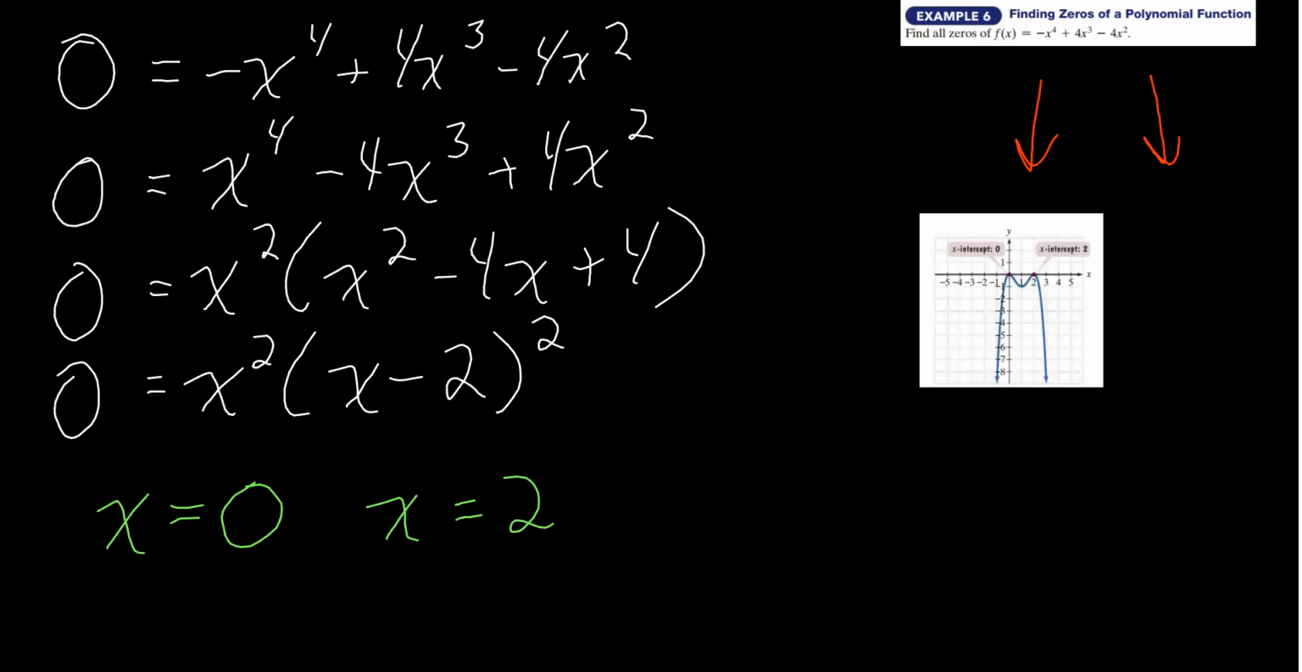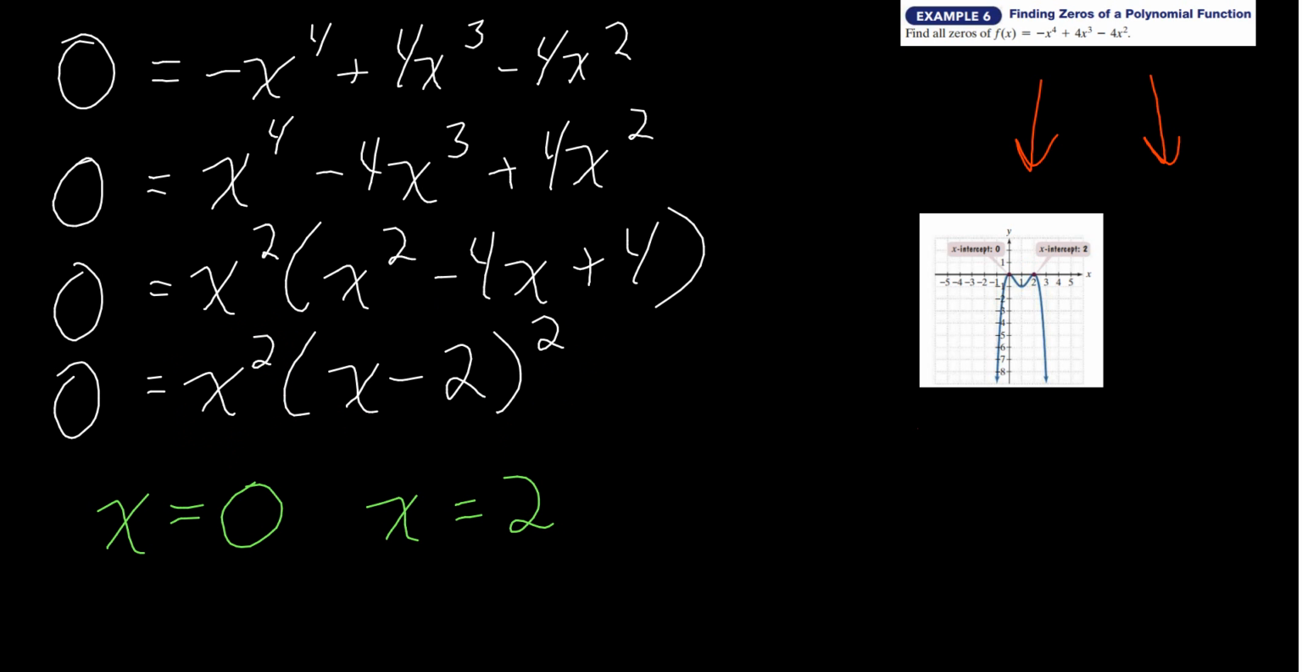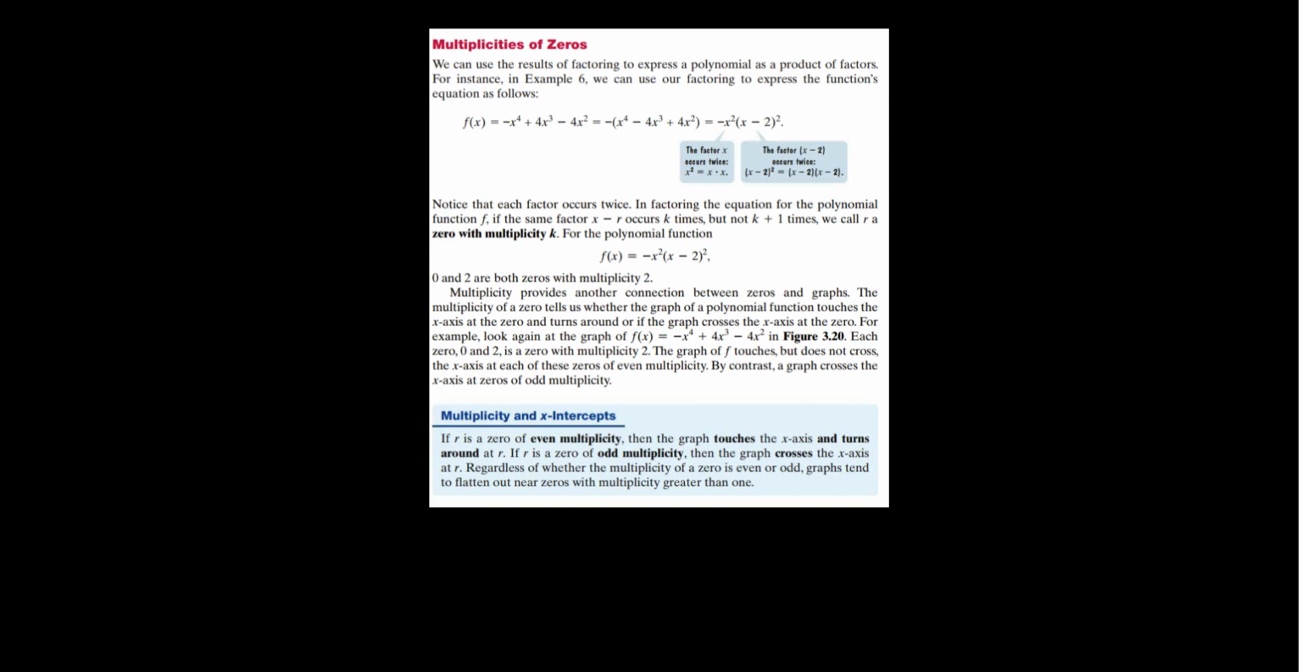In this example, notice how this factor is even, and this factor is also even. The x equals 0 corresponds with the x squared, so it's an even multiplicity, and we simply touch the x-axis and turn around. x minus 2 is also an even multiplicity with the root at 2, so we touch the x-axis and turn around. In both cases, we just touch the x-axis and we turn around. Okay, so let's talk more about that with the next example.